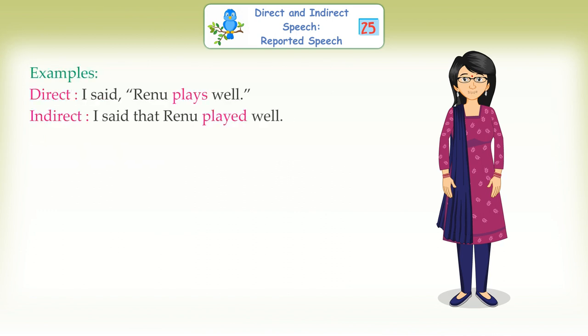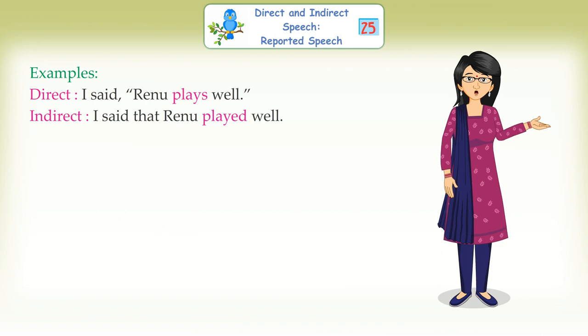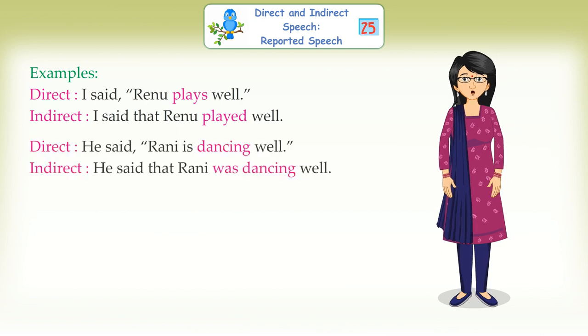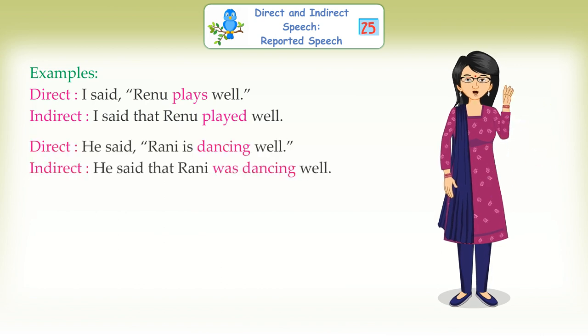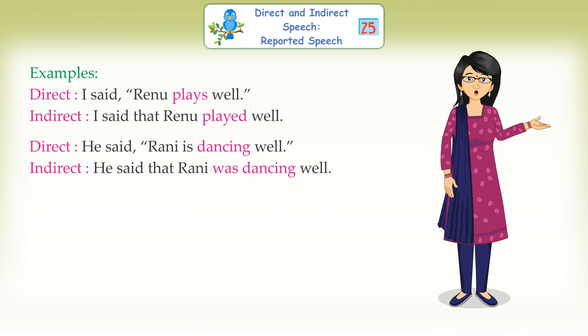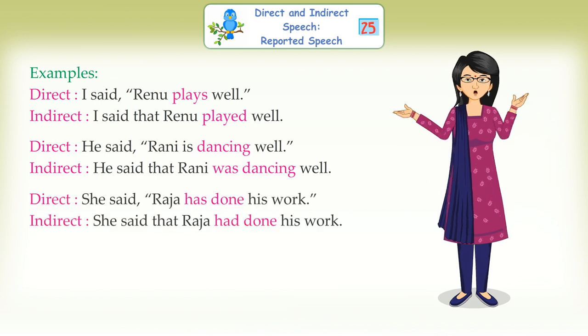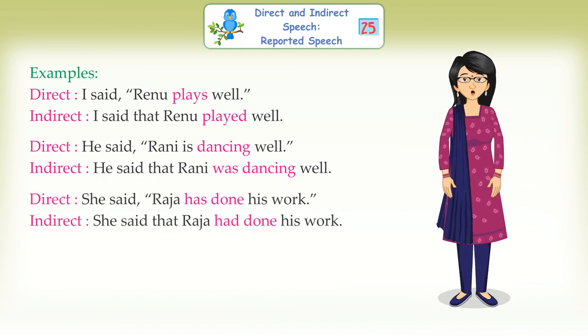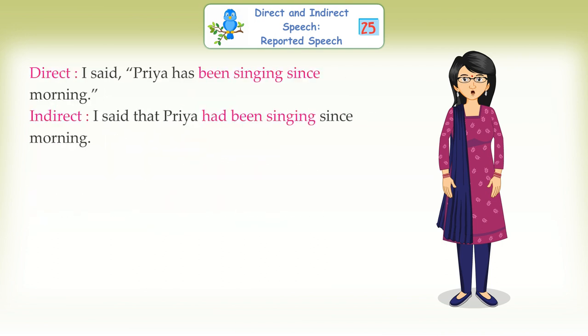Examples: Direct: I said, "Renu plays well." Indirect: I said that Renu played well. Direct: He said, "Rani is dancing well." Indirect: He said that Rani was dancing well. Direct: She said, "Raja has done his work." Indirect: She said that Raja had done his work.